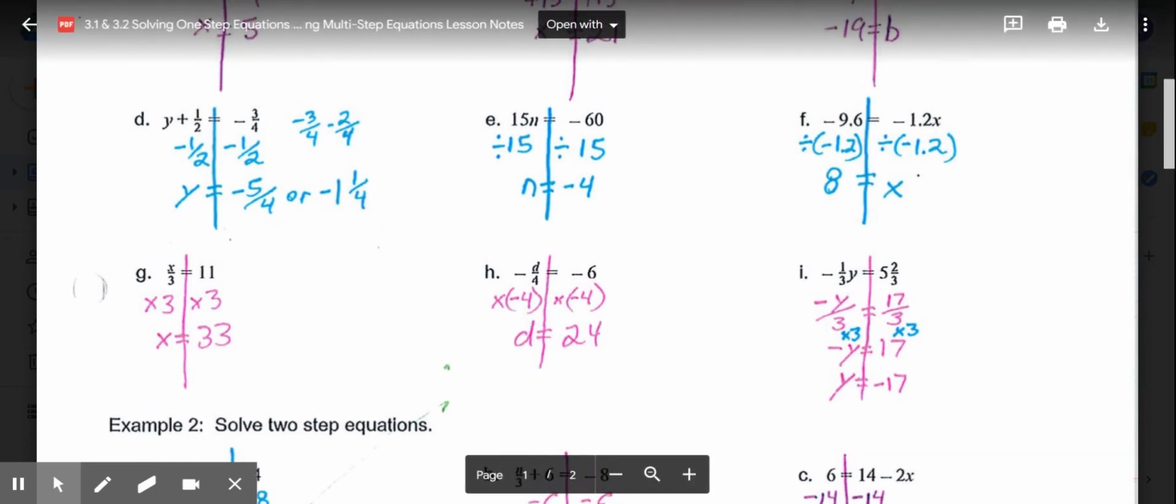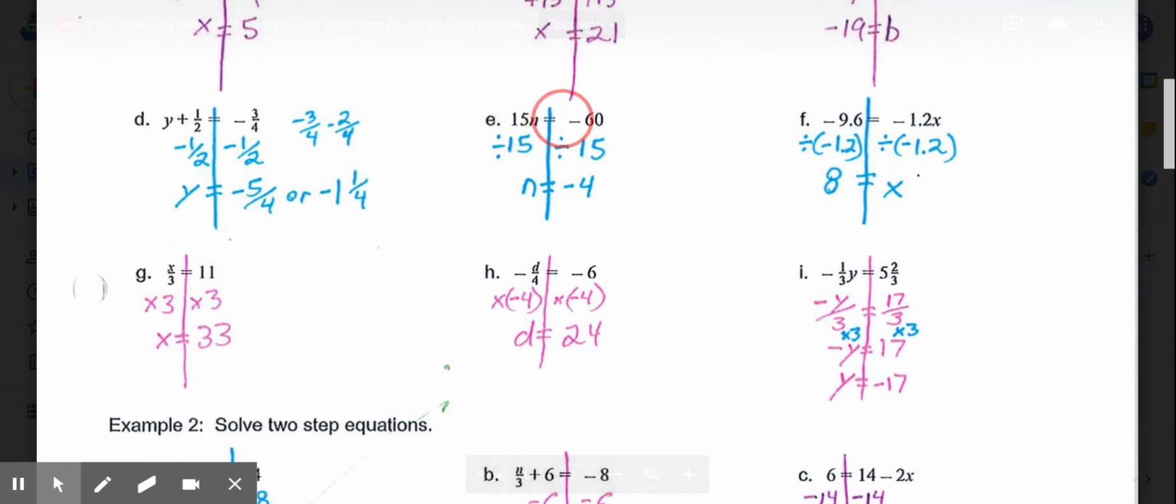In E, we have 15 multiplied by n equals a negative 60. So remember, any number next to a variable means it's multiplication. So this is 15n, or 15 multiplied by n. So our inverse operation is division. So to get n alone, we want to be left with 1n. So we would divide both sides of the equals by 15. 15n divided by 15 is just n. Negative 60 divided by 15 is a negative 4. So n equals negative 4.